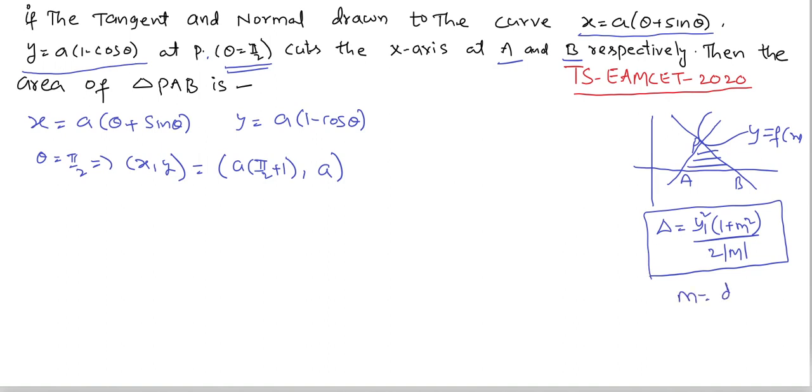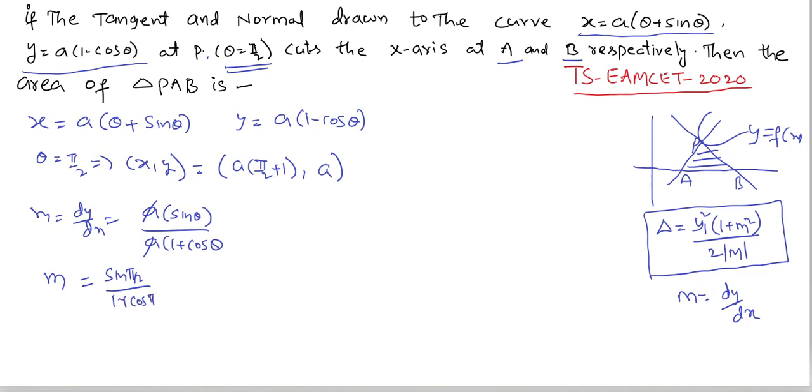Here m is the slope, m is dy by dx. That means dy by dx is equal to dy by d theta divided by dx by d theta. dy by d theta is a into sin theta, and dx by d theta is a into 1 plus cos theta, so it is sin theta by 1 plus cos theta. Therefore slope m at theta is equal to pi by 2 is sin 90 by 1 plus cos 90. So sin 90 is 1, by 1 plus cos 90 which is 0, the slope of the curve is 1.